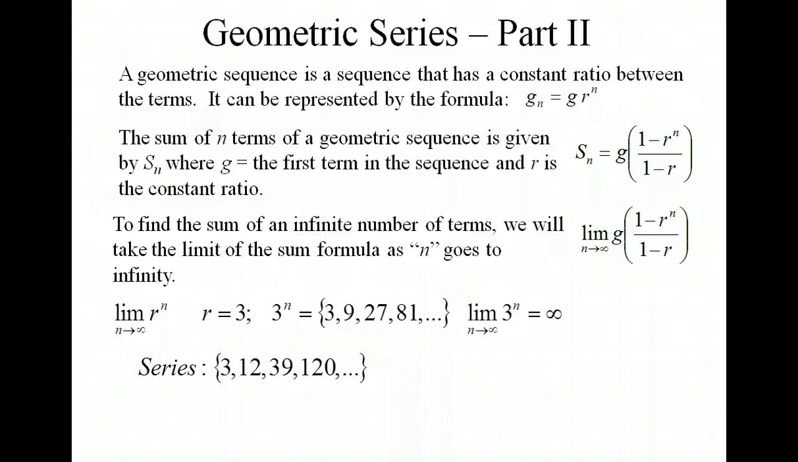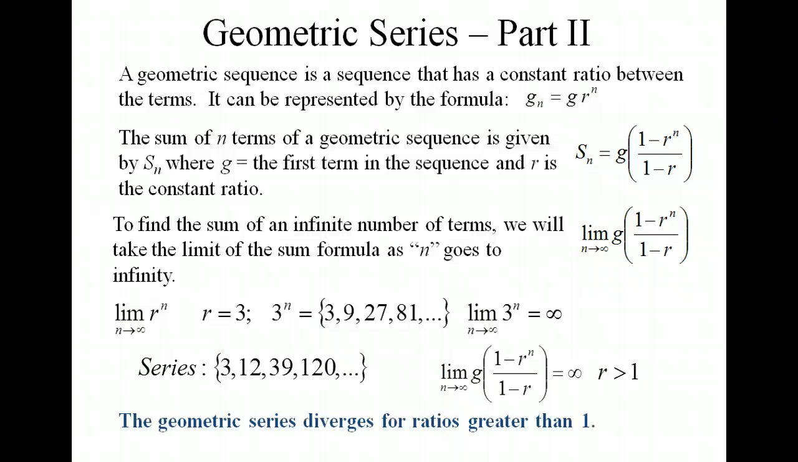Looking at our series, our first term is 3. Our first two terms added together give us 12. The sum of the first three terms is 39, and so on. So this series is also going to have a limit that goes to infinity, or what we say, diverges. Now you can probably imagine that for any r values greater than 1, the terms of the sequence go to infinity, which causes the series to also go to infinity, or diverge. So we would say that the geometric series diverges for any r values greater than 1.